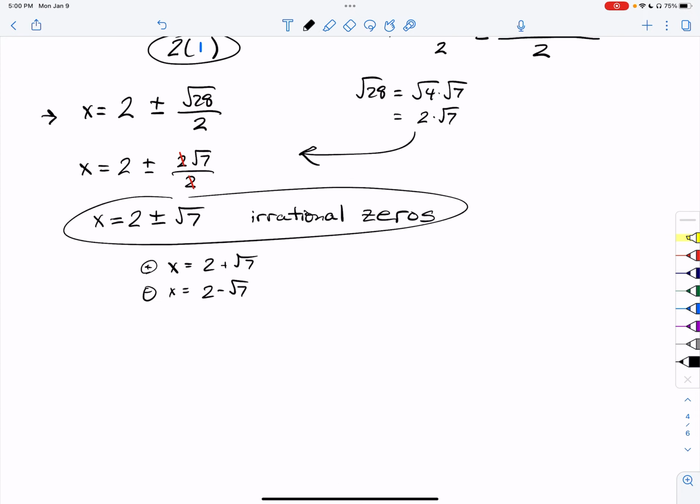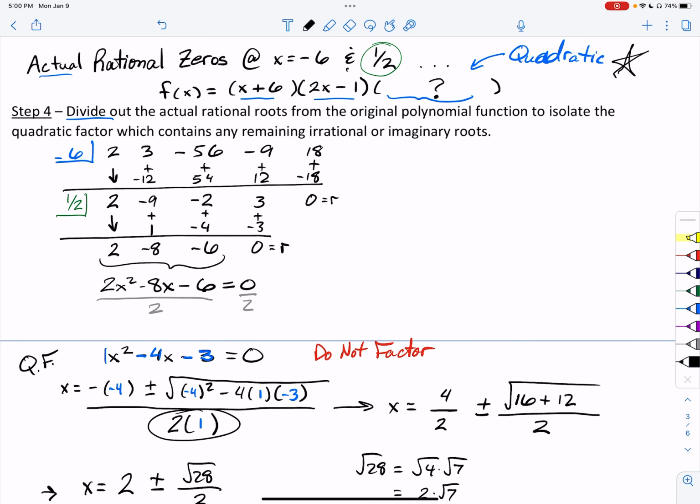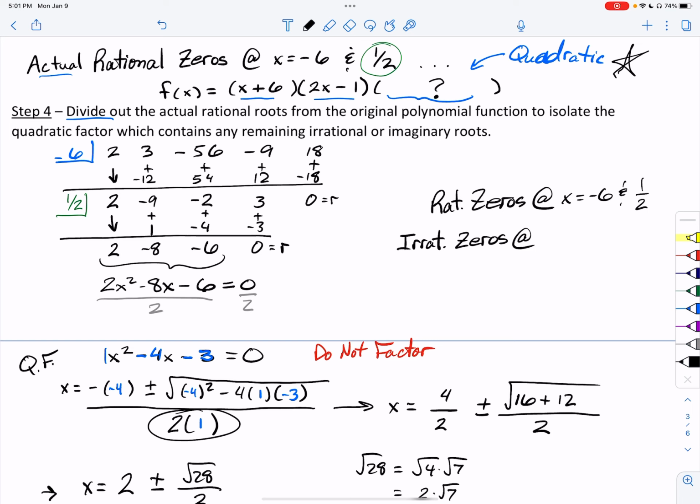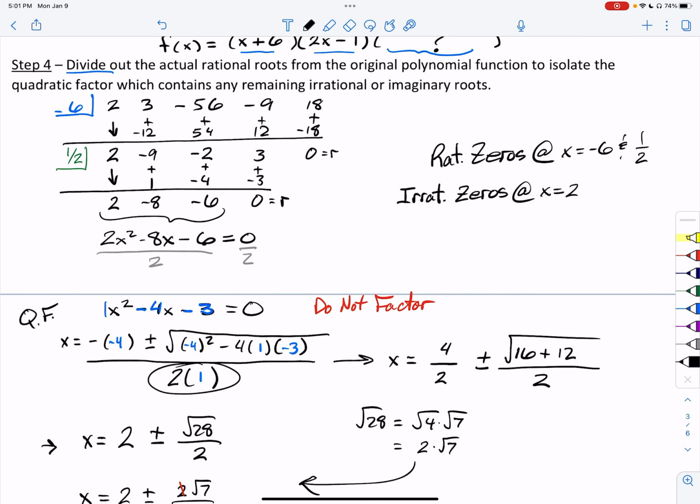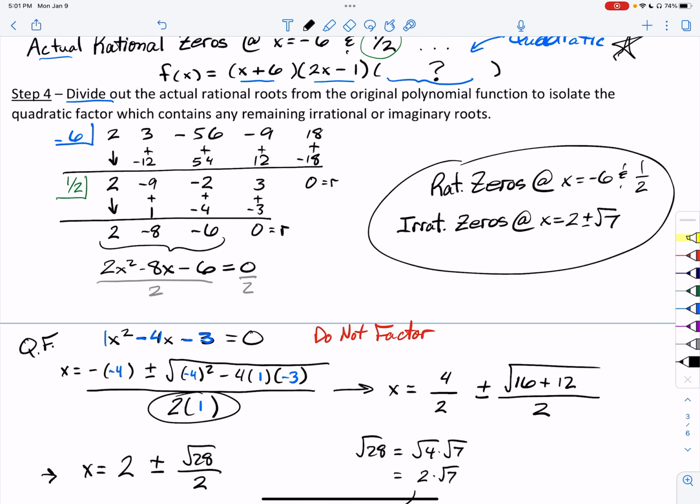I would take a second to go back and write my answers all together and say rational zeros at x equals -6 and positive 1/2, and irrational zeros, I'm going to abbreviate here for time, at x equals 2 plus or minus radical 7. You can use the plus or minus to your advantage there and save some space. So we now have all 4 zeros. Some were nice, some were messy, and that's it.